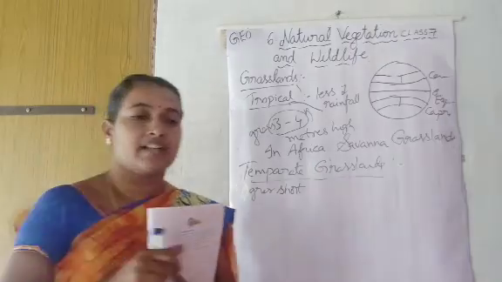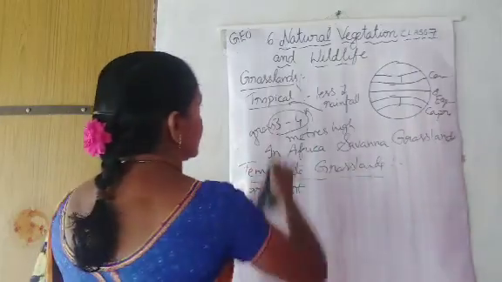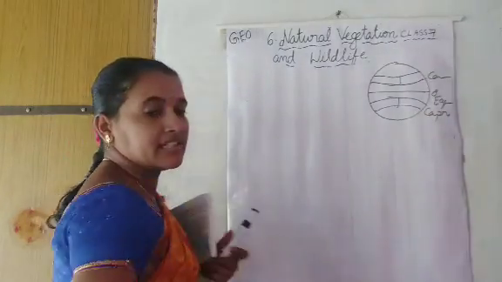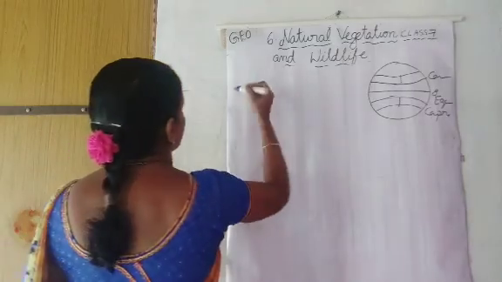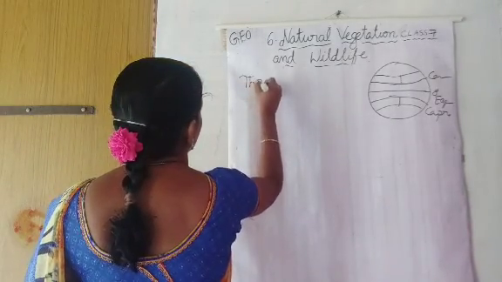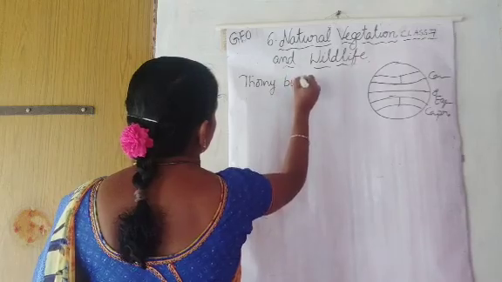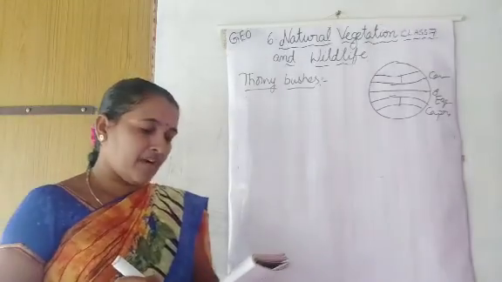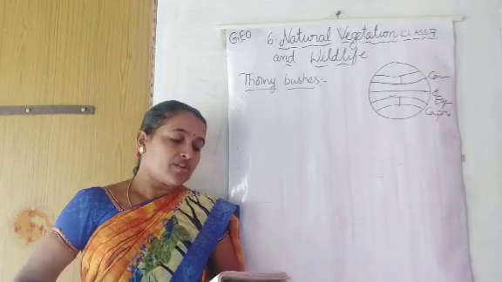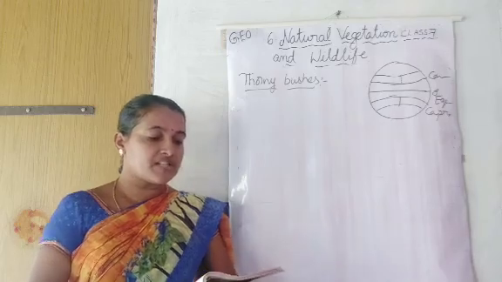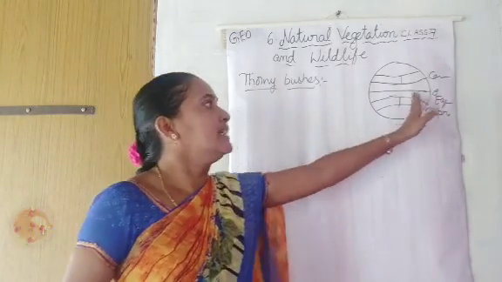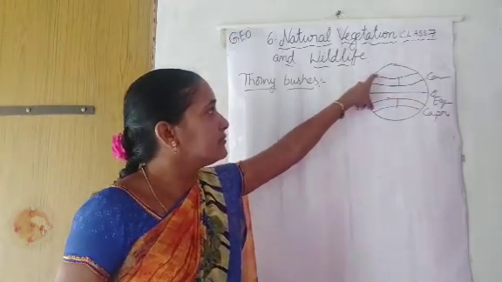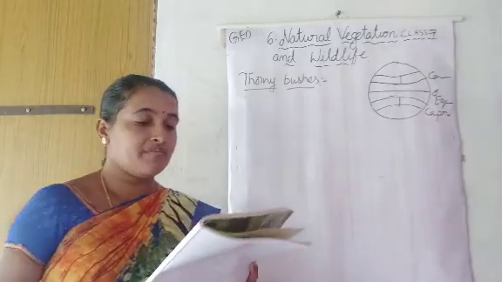Next, the third one is thorny bushes. Forests over, grasslands over. Now, thorny bushes, the third type of vegetation. These are found in the dry desert-like regions. Tropical deserts are located in the western margins of the continents. So, western margins. This is the east side, this is the west side. That means here and here. This side, the western side, we can find them.